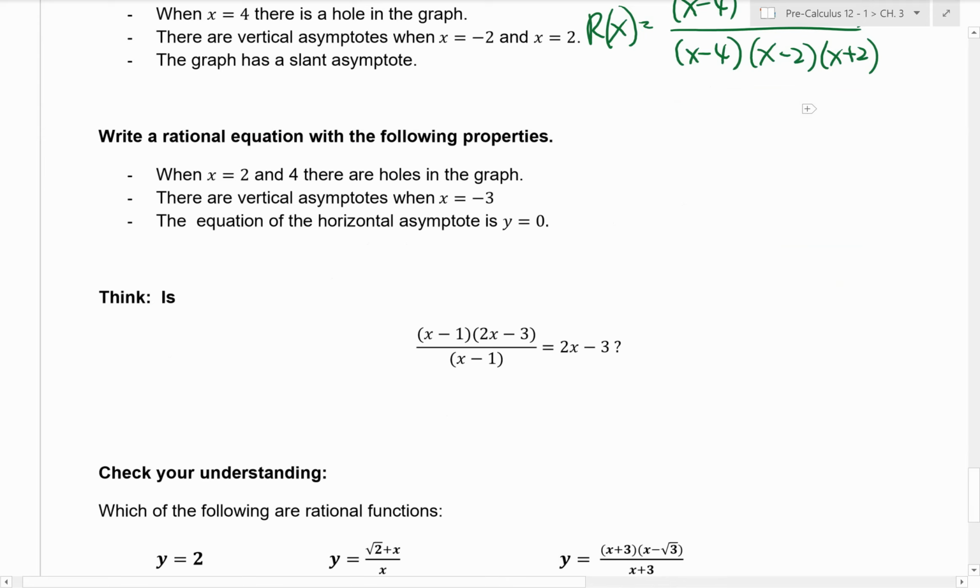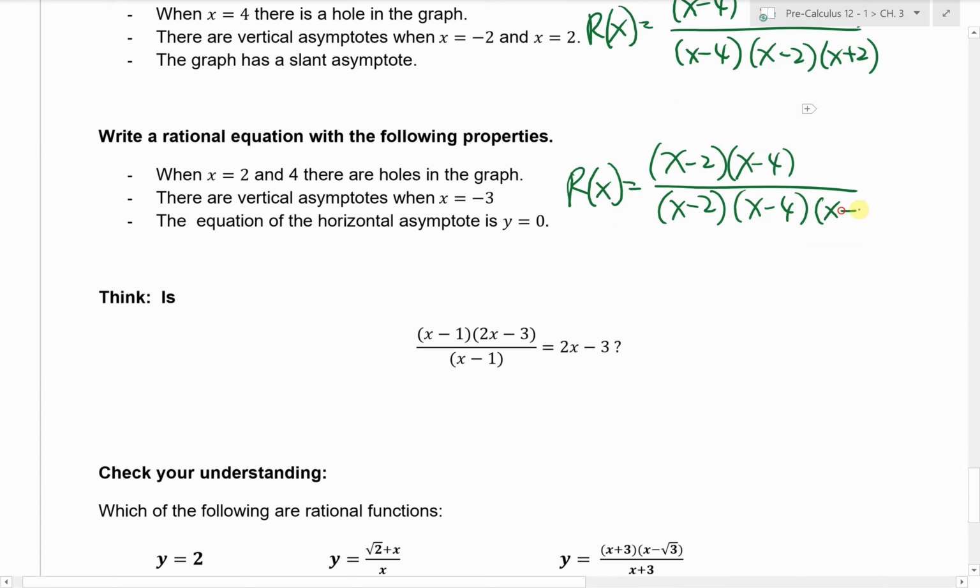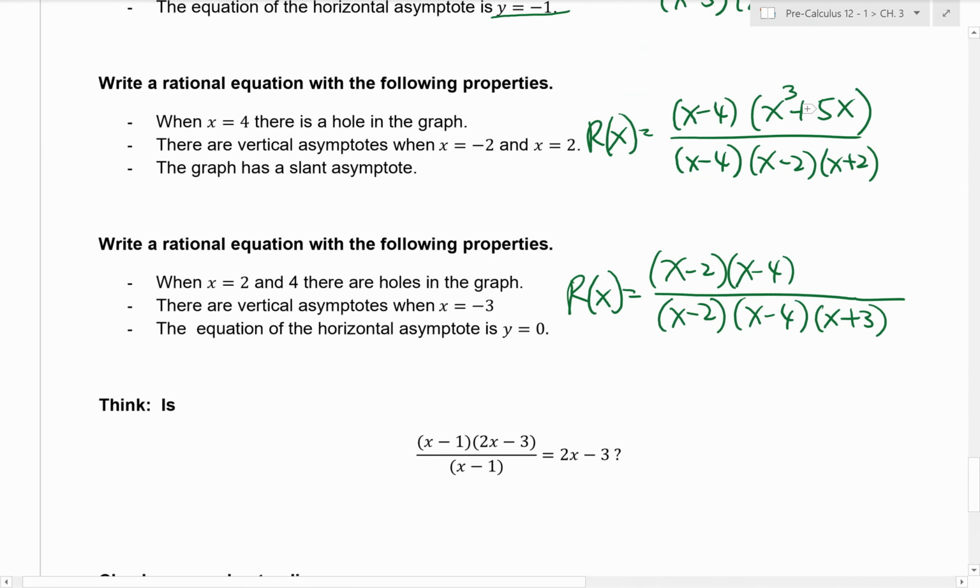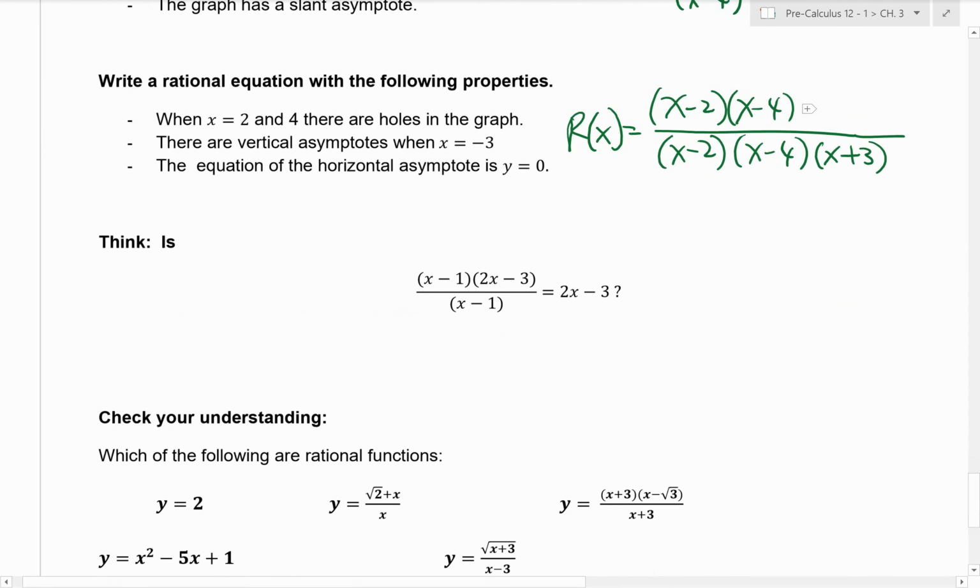Okay, so the last one, hopefully you finished it. It says x equals 2 and x equals 4. They are holes, therefore x minus 2, x minus 2, x minus 4, x minus 4. Vertical asymptote when x equals -3, so x plus 3 here. The equation of the horizontal asymptote is y equals 0. Perfect. That means the degree in the denominator is greater than the one on the top. We already have that. Done. Okay, that's it. Obviously these are just possible solutions. You could have different answers. That is definitely possible, okay? As long as they fit these criteria, it's all good.